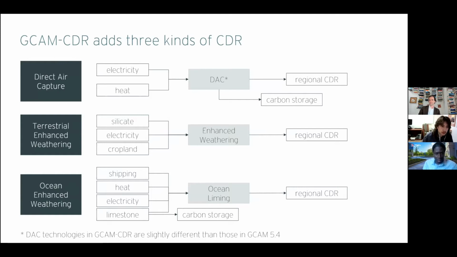And for this slide, I'm just going to walk you through what we've done in terms of the technologies we've included. So we've included 3 variants of CDR technologies, namely direct air capture with CCS. And our representation of DAC is a little bit different from what is currently present in GCAM Core. And we've also included terrestrial enhanced weathering, which involves the crushing of silicates and spreading it on farmlands. And lastly, we have a representation of ocean liming, which involves the spreading of limestone into the ocean. Next slide, please.